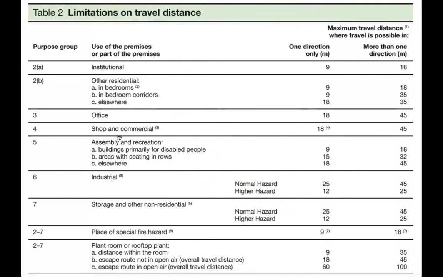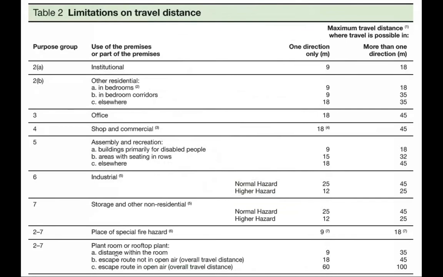So let's have a look. For example, an office building. One direction escape, 18 meters. Two directions of escape, 45 meters. Industrial, normal hazard, 25 meters for one-way escape, 45 for two-way escape. What else? Assembly, such as a school, university building, 18 and 45, but lower if it's a building primarily designed for disabled people.